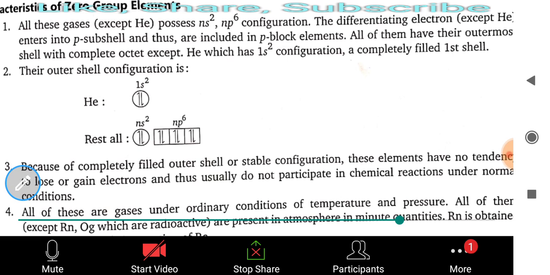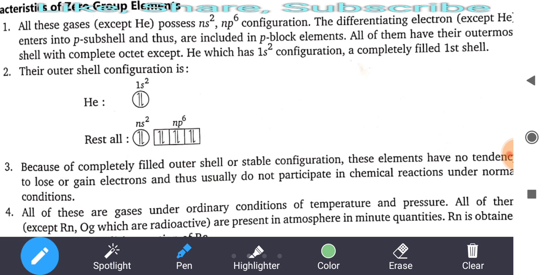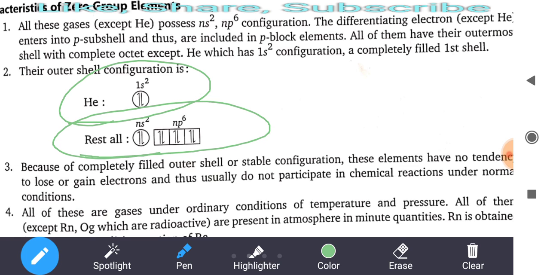The differentiating electron, except in helium, enters the p subshell and thus they are included in the p block elements. All of them have their outermost shell with a complete octet except helium, which has 1s2 configuration, a completely filled first shell. So it is also stable because it also has a completely filled shell. In their electronic configuration, helium has 2 electrons in 1s, and the rest all have ns2 and np6.